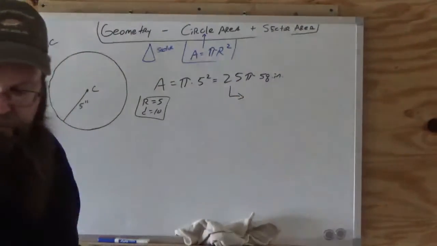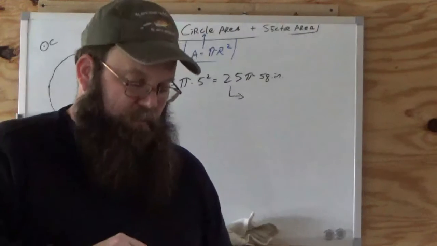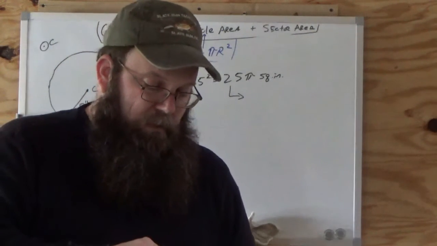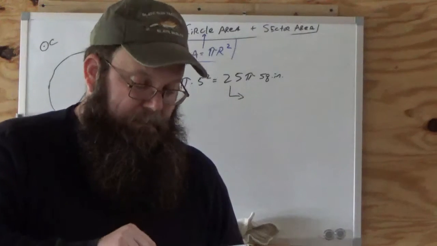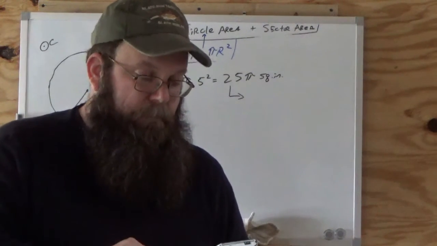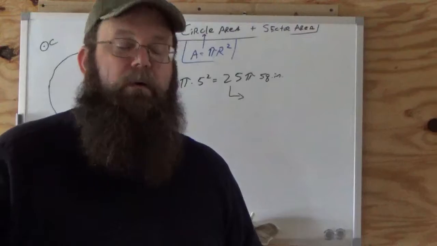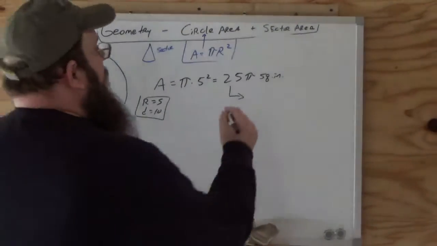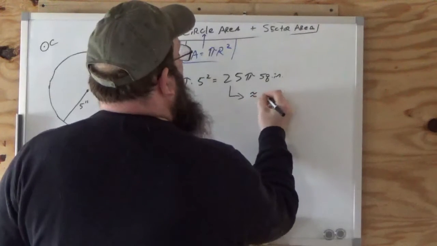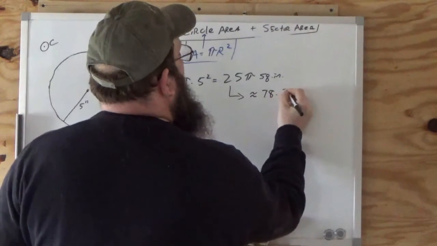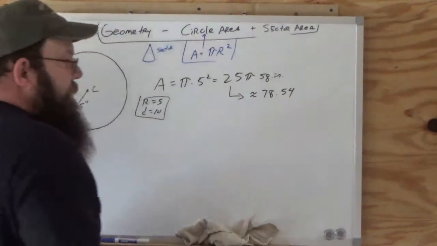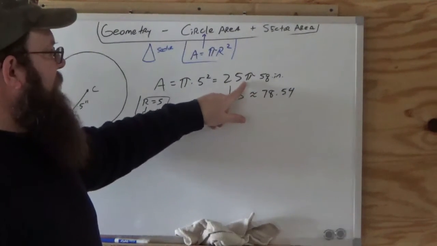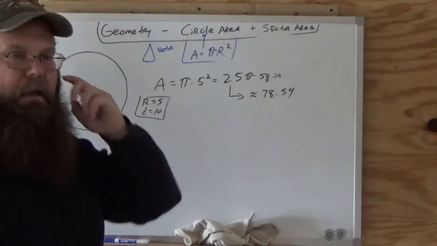I don't know. 25 pi, let's see, that's roughly 25 times 3. I think it's around 78. So 25 pi, 78, oh look at that. Well, I was right. 78.54. Okay, so 25 pi is approximately 78.54. So if you're asked to round it off to 2 places, boom, there's your answer. If you're asked to leave it in terms of pi, 25 pi it is.